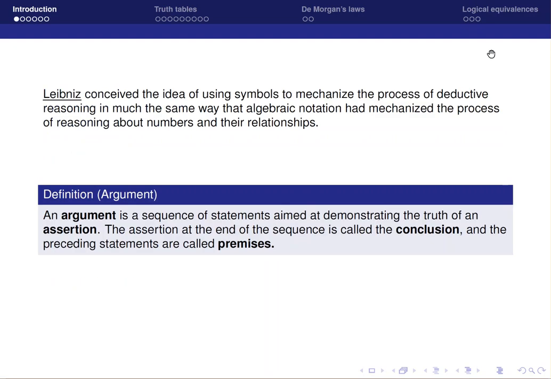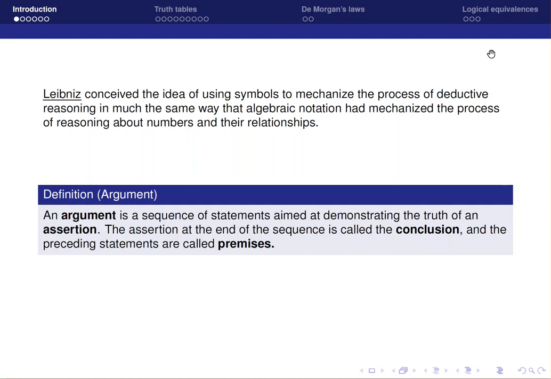Leibniz conceived the idea of using symbols to mechanize the process of deductive reasoning in much the same way that algebraic notation had mechanized the process of reasoning about numbers and their relationships. In other terms, a lot of the symbols and the ideas that we're going to be learning in this section are due to Leibniz. So we start by introducing the concept of an argument.